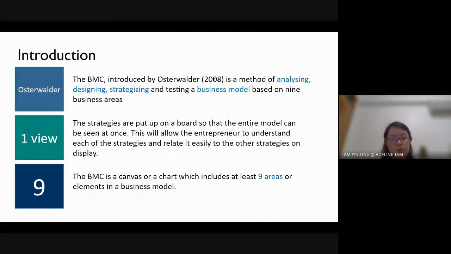After you do the whole thing, you will be able to see whether the strategies are related to each other. The most important thing is you want to see whether each strategy is related to one another or not. And this is only 9 areas. Some will have more areas to look at, but this covers most of the parts that you must look into.